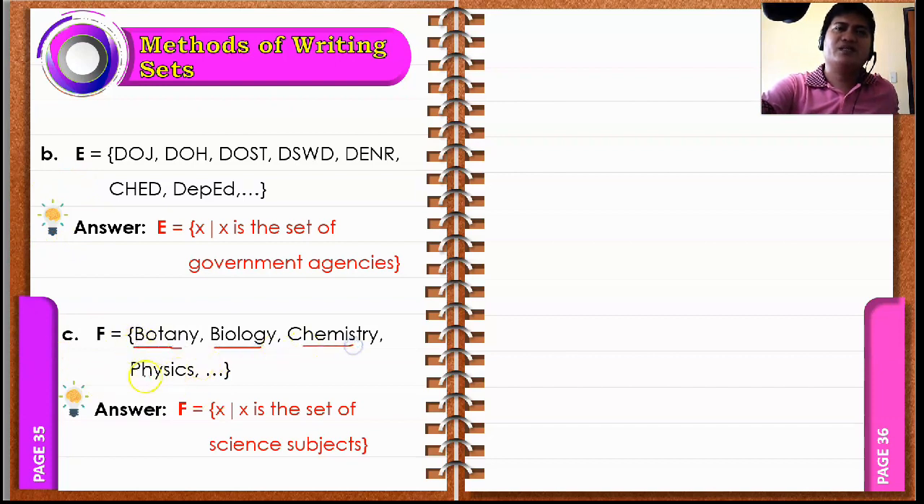So that is how to write a rule method in sets. Okay, so I hope you understand the difference or the methods of writing the sets, the roster method and the rule method.